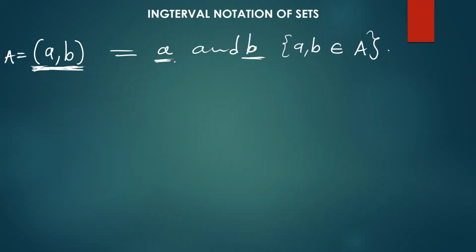So we're talking about numbers between A and B, but A and B are not part of the set A. They are not members of set A. So what if you have something like this?